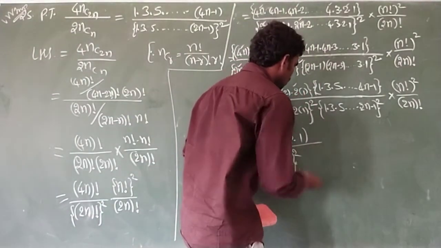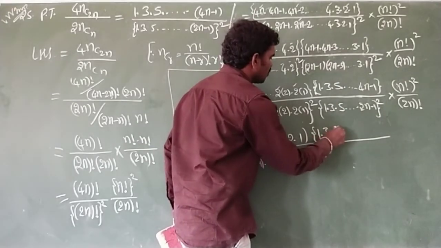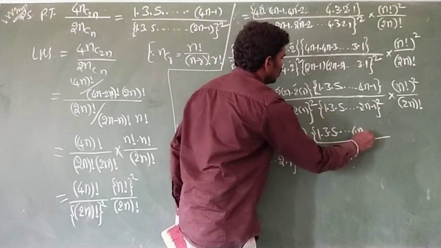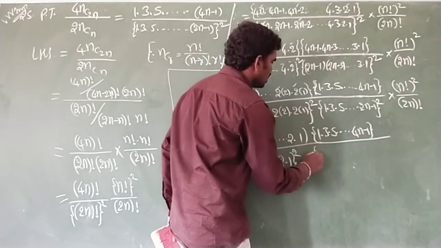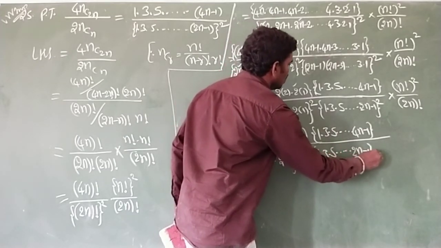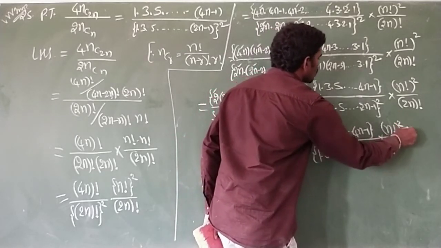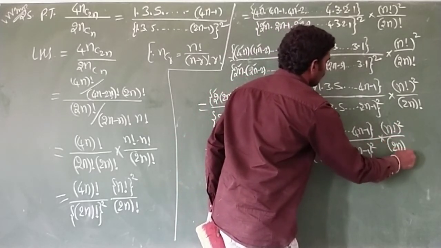Next, this is one. Keep it as is. That is the answer: 1 into 3 into 5 into so and so 4n minus 1. The denominator also keep as is: 1 into 3 into 5 into so and so 2n minus 1 whole square into n factorial whole square by 2n factorial.